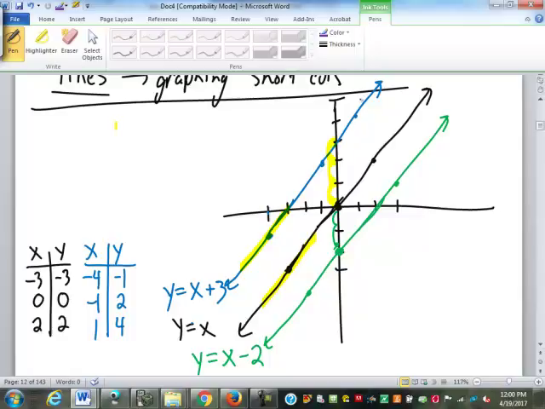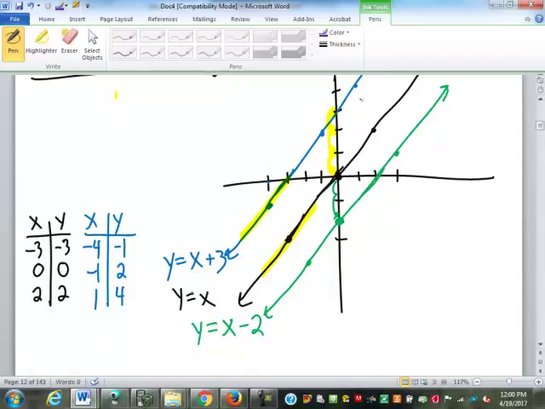Let's change the angle of the line. To do that, let's take a look at something like this. Y equals 2 times x. I'm going to multiply the x instead of adding or subtracting. So now, if x is negative 2, what's y have to be? What's 2 times negative 2? Negative 4. Good. So we get the ordered pair negative 2, negative 4.